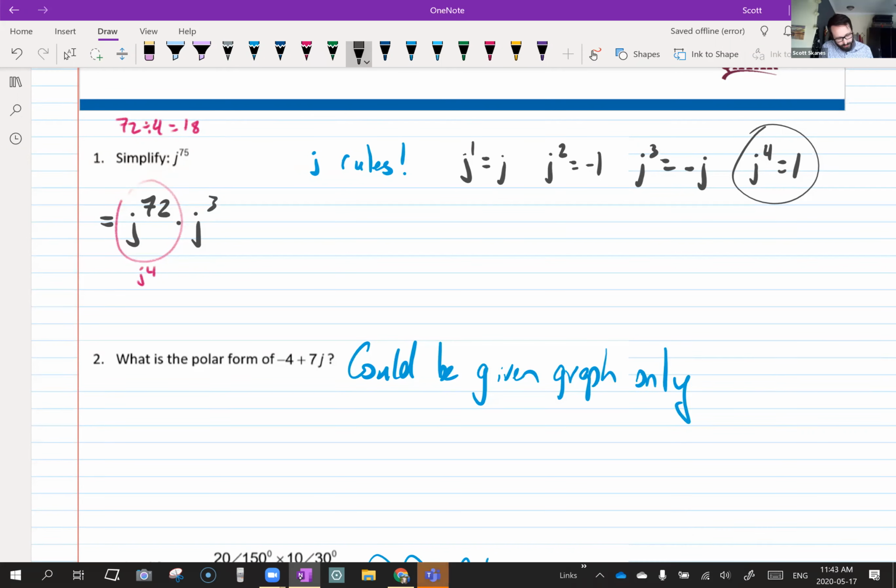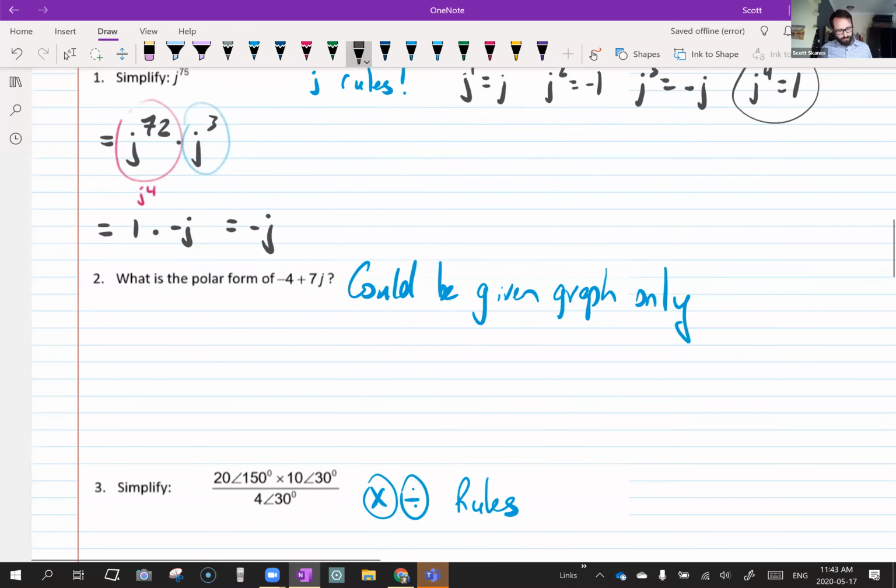And so what we end up with, j to the power of 4 is the same as 1. J to the power of 3 is the same as negative j. So our final answer is -j. So that's just a quick recap of how these j's work. I want to do a lot more than that today.